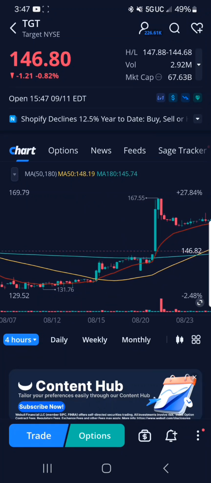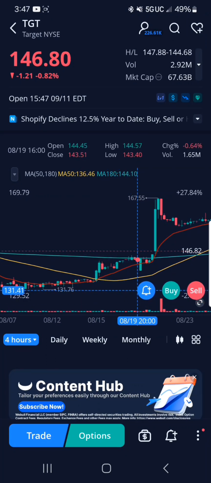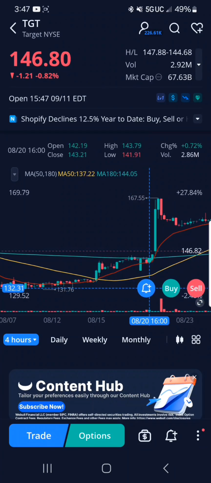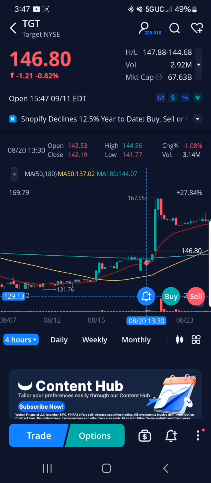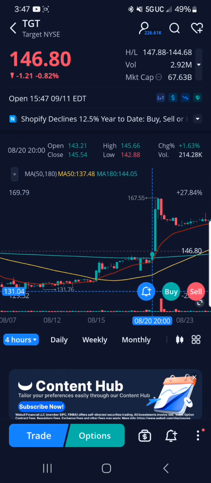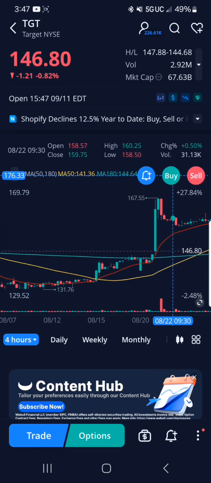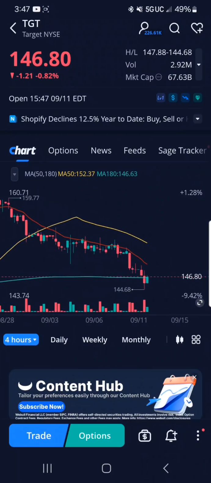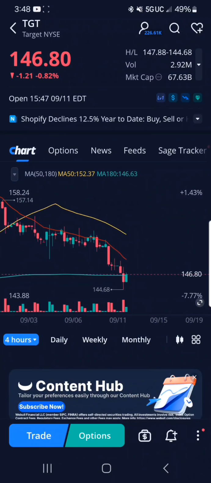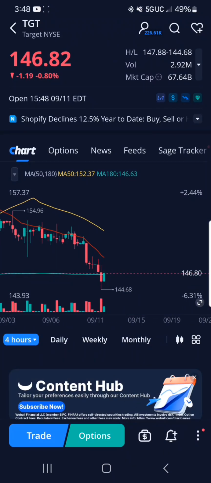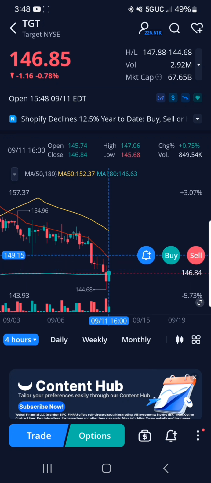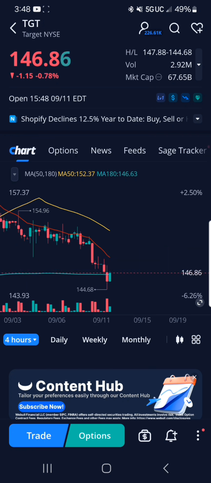If I scroll over, you can see previously it was stuck underneath here, and then when it broke, this green candle right here closed above the 180 day, this little green candle my line's on. As soon as it closed there, it shot up tremendously, and then it eventually came right back down to the 180 day like a magnet, and now it's closing above it again. So I'm looking for another shoot back up to 148-ish, maybe 149-ish, around that area.